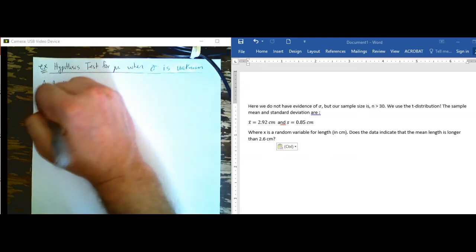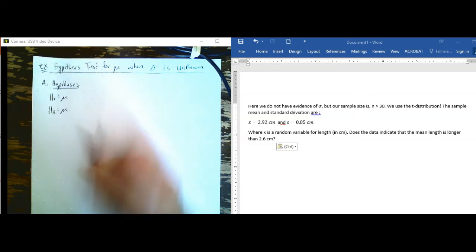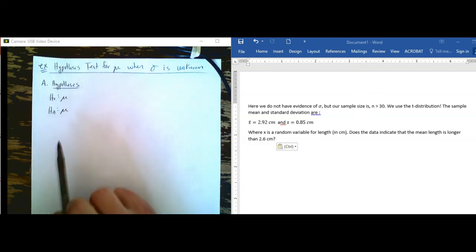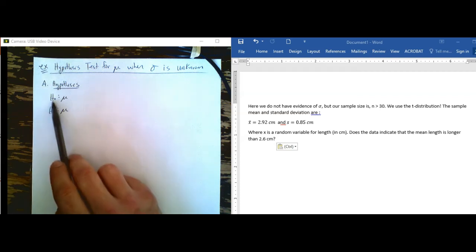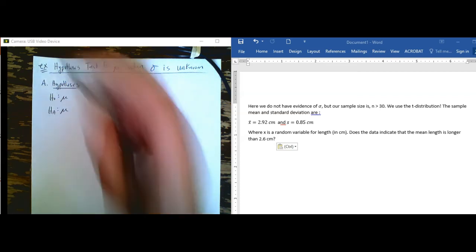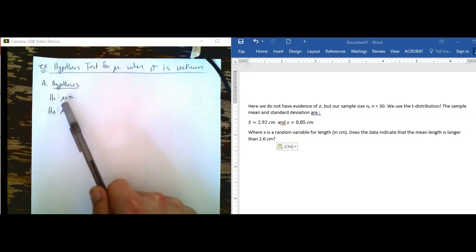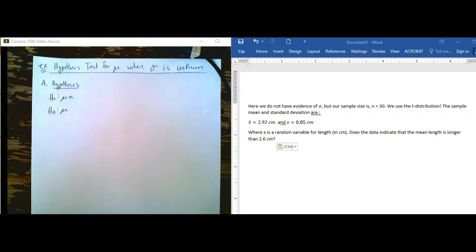So the null and alternative, we're dealing with means here. We will perform hypothesis tests that don't involve means, actually involve proportions, next class, okay? All right, so let's think about our null hypothesis. Null hypothesis is always equal, because that would be that the mean is no different than the actual population mean. In this case, mu is, well, what is mu? So if we look here at our example, we know x bar is 2.92, but that's not mu. S is 0.85. It comes from here. Does the data indicate that the mean length is longer than 2.6? So from our question stem, it said that the average length of all the arrowheads was 2.6.